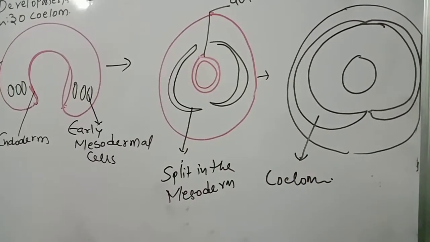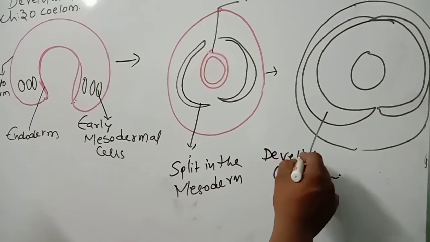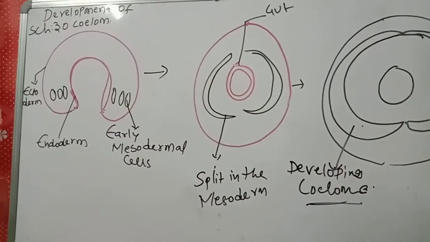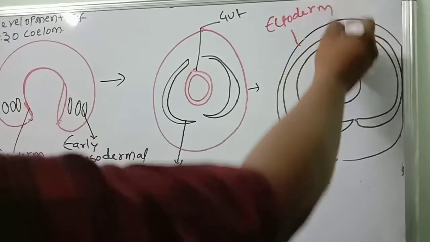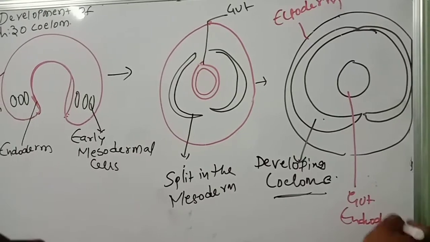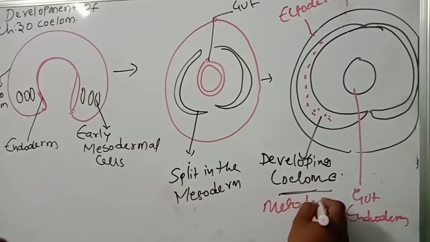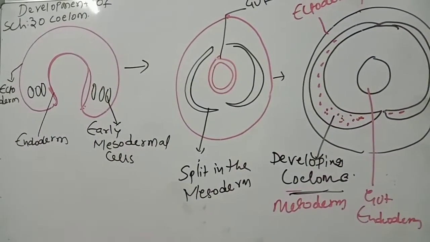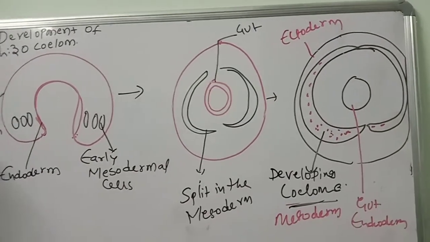So developing coelom, developing or developed coelom. This particular part, if you label, what is this? Ectoderm. Gut, you know very well, is endoderm. And this part is mesoderm. Mesoderm contains the coelom. The coelom is filled with coelomic fluids. So this is about development of cytocoelom.